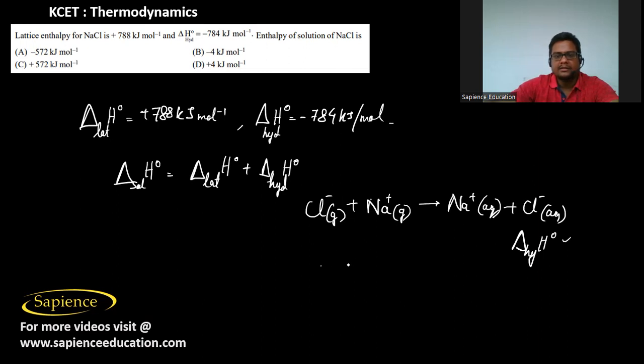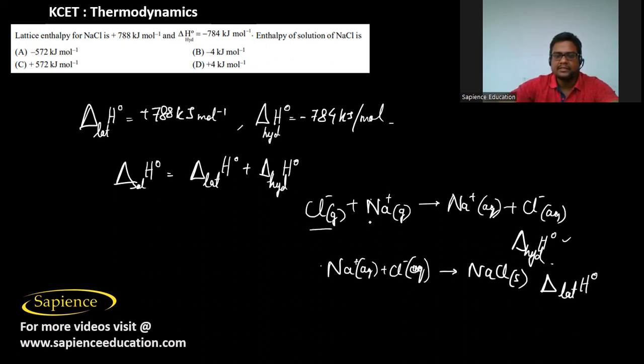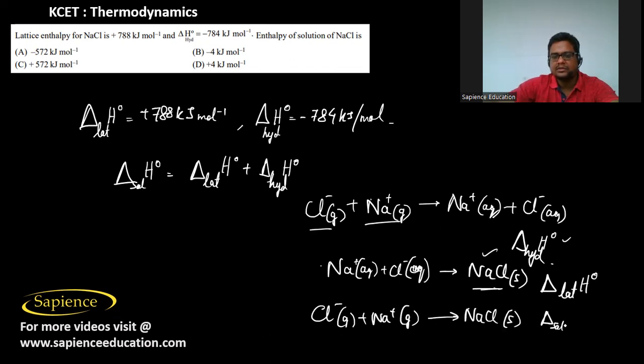and lattice enthalpy is when Na plus in the aqueous solution plus Cl minus in the aqueous solution will be converted to NaCl in the solid form. So here we have lattice enthalpy. And the solution enthalpy is that from the gaseous ions, the solid NaCl will be formed. That is called the solution enthalpy. It means that Cl minus gas plus Na plus gas in the gaseous ion will convert to NaCl solid. That is called the solution enthalpy.